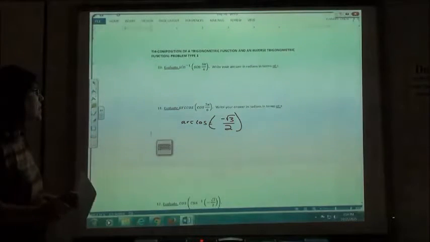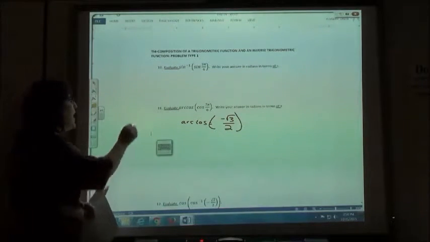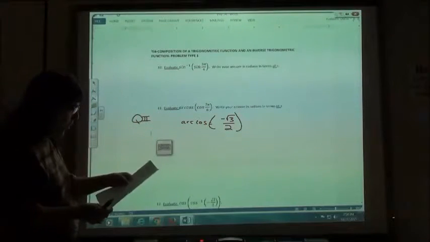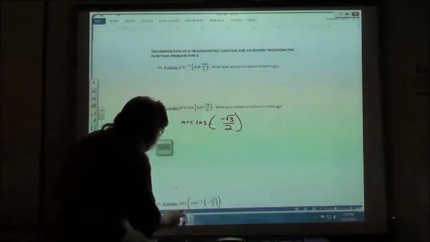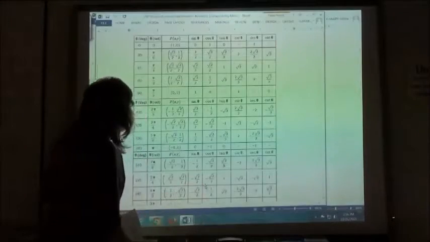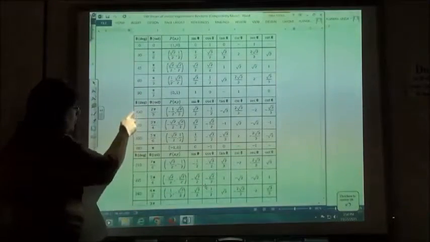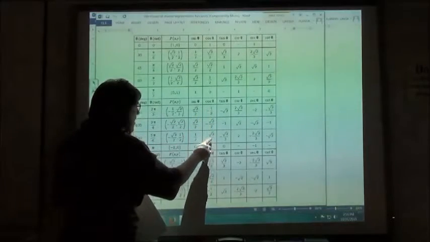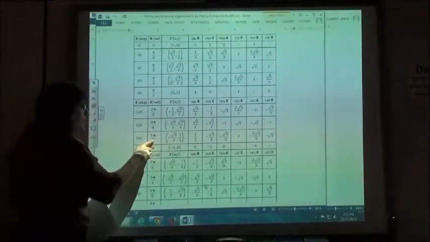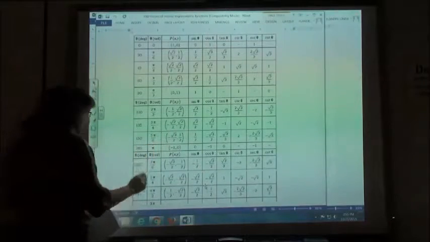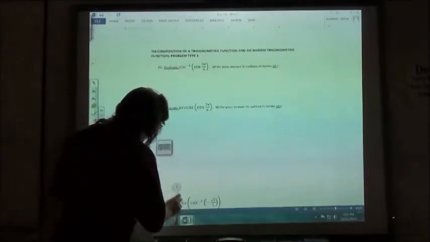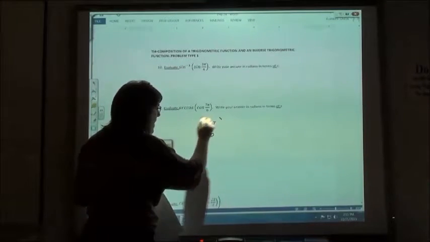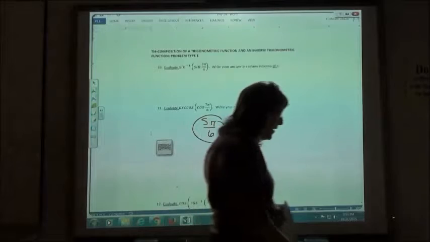So again, I have to think about cosine. Cosine is going to be negative in quadrant 2. And so I'm going to look at my paper for quadrant 2 for negative square root of 3 over 2. So quadrant 2 would be right here between 120 and 180. I'm doing the inverse cosine. Negative square root of 3 over 2 is going to be 5 pi over 6. So 5 pi over 6 should be my answer there.